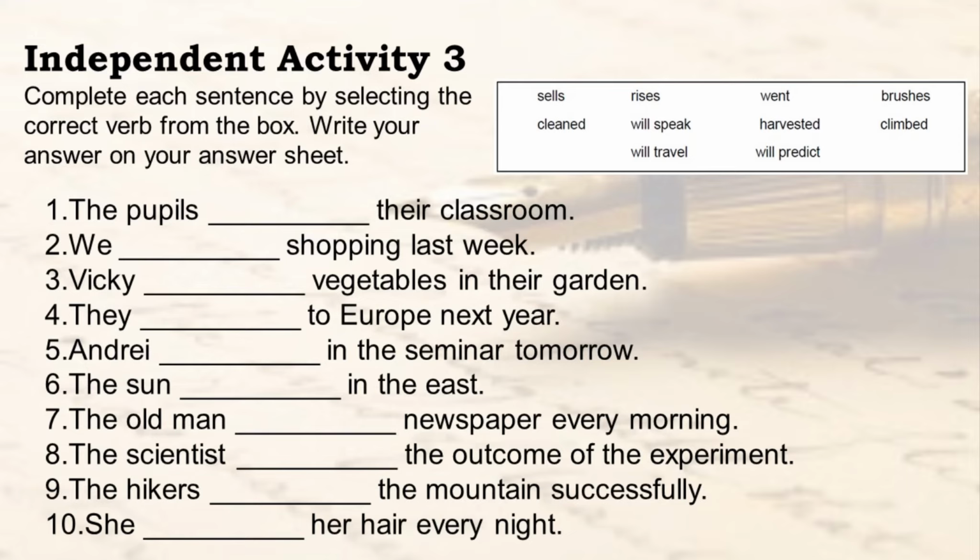2. We blank shopping last week. 3. Vicky blank vegetables in their garden. 4. They blank to Europe next year. 5. Andre blank in the seminar tomorrow. 6. The sun blank in the east.